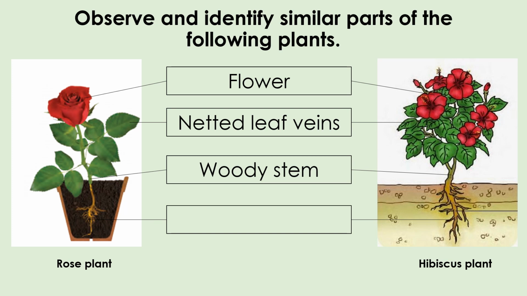Now look at the root. Look at the rose plant's root. Rose plant has taproot, and the hibiscus plant also has taproot. So we write taproot in this box. We write like this, taproot.